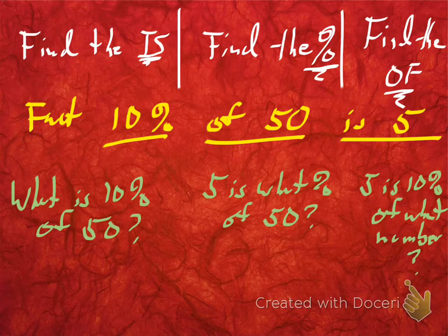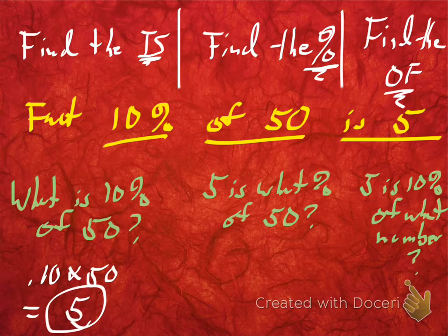Well, let's do the same thing here. So we could say, what is 10% of 50? And the way I'd find that one is I'd do 0.10 times 50, and 0.10 times 50 equals 5. Okay. 5 is what percent of 50?